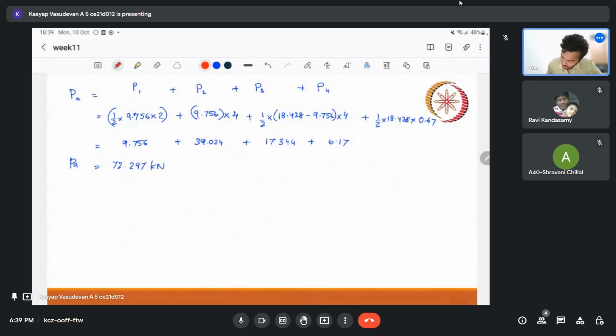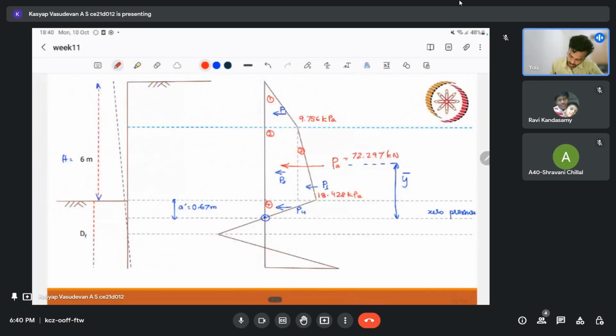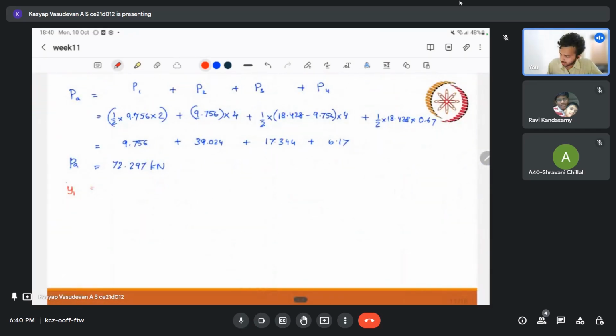I can find the different positions of these. The position of each force I'm going to write. For the first force, I want the position from this point. That is y1 is equal to 0.67, that is our A dash, plus 4 meter plus 2 by 3, that is 5.337. My y2 is 0.67 plus 4 by 2, that is 2.67 meter.